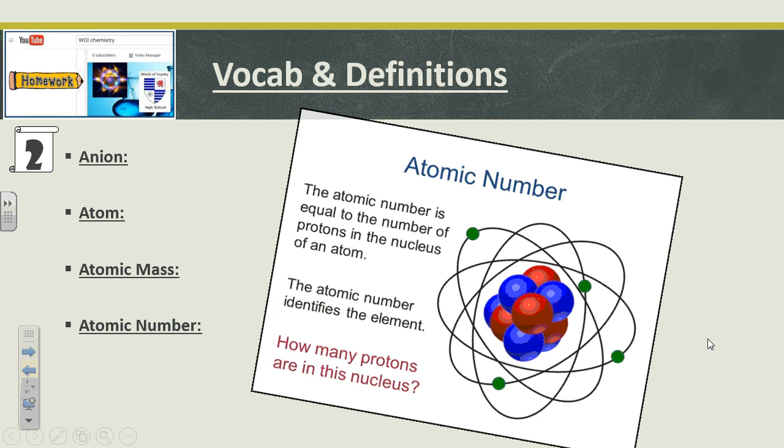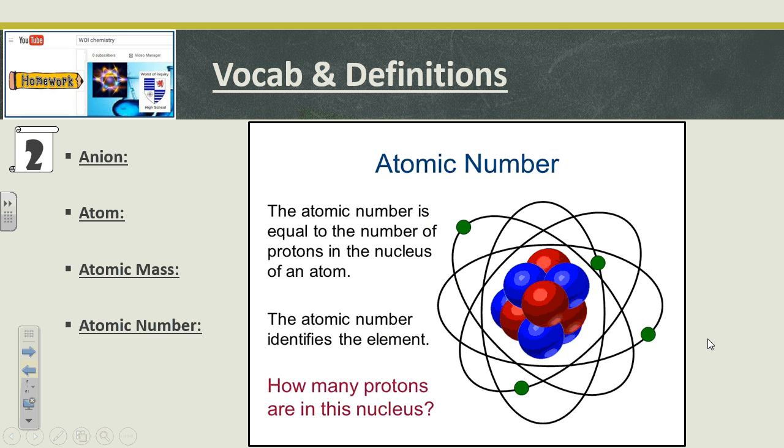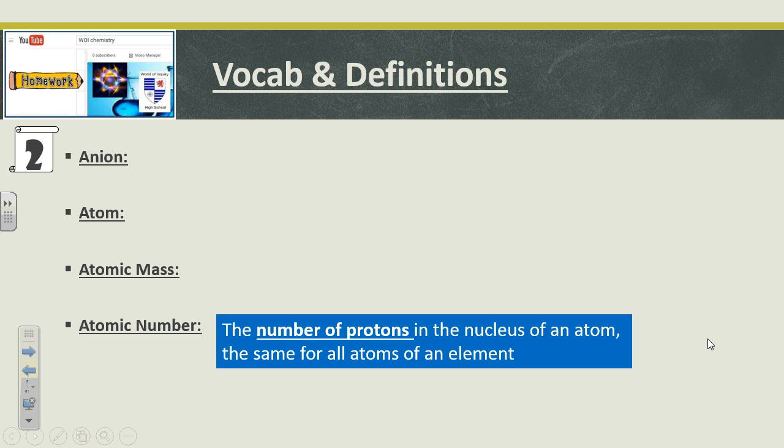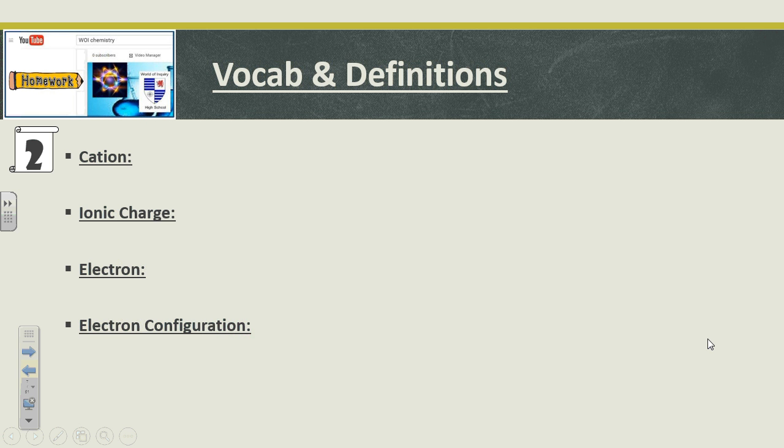The atomic number. The atomic number is equal to the number of protons. So how many protons are in a particular atom is its atomic number. We will find that that is the unique identifier for every atom. So simply the number of protons in the nucleus. It's the same for all atoms of that particular element like carbon, but carbon's the only one that has 6. Nitrogen's the only one that has 7. We base what element we are simply on our number of protons.